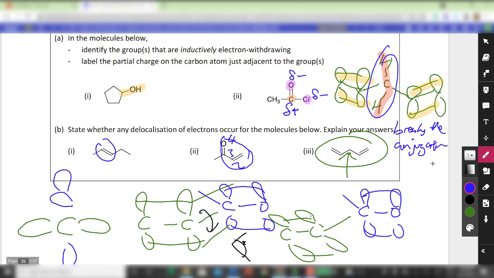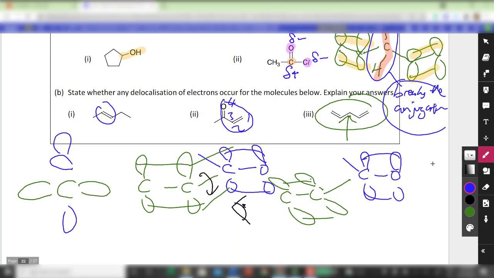Okay, so this group breaks the conjugation. Yep. Okay, so there won't be continuous overlap. So no delocalization. So delocalization only occurs in B2, provided, as I said again, you need to emphasize, provided that the 3 carbon and the oxygen have their p orbital aligned or parallel to each other. Okay? Yep.